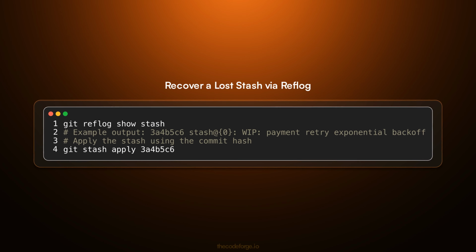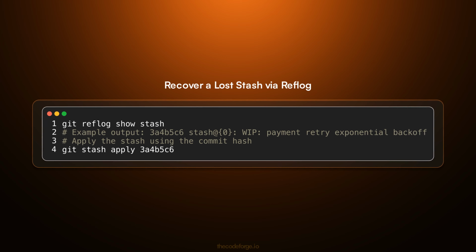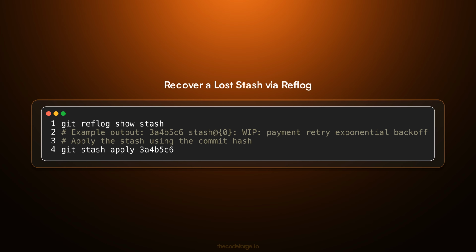If you accidentally git stash drop or git stash clear, you can recover the stash commit from the reflog before garbage collection. Use git reflog show stash to find the commit hash, then git stash apply hash to restore it.